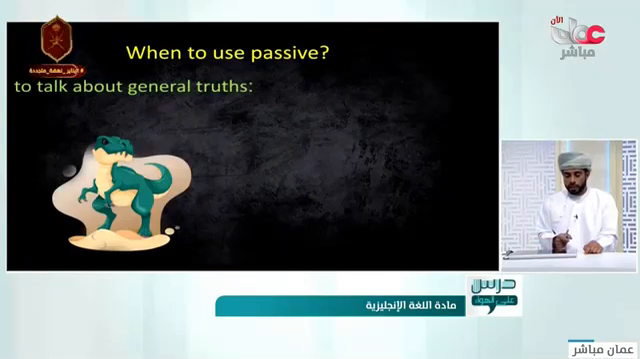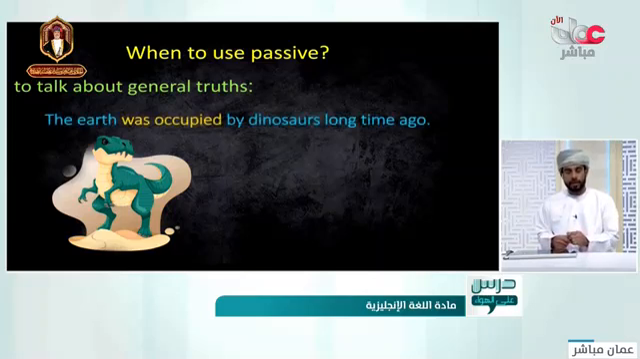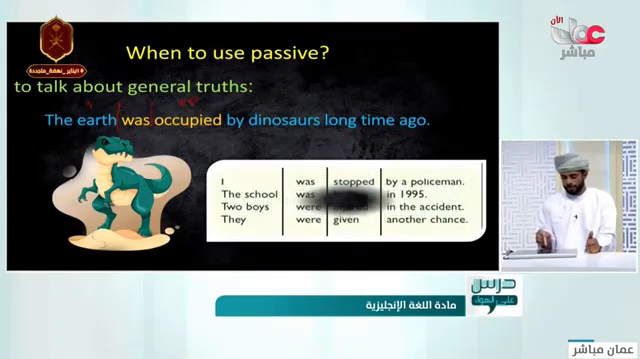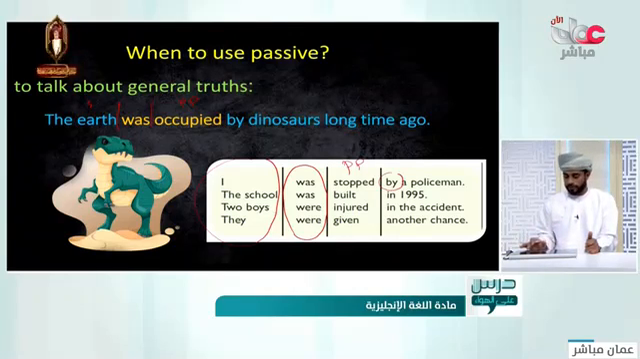And when to use it again, to talk about a general truth. Something happened or something has been done, like this one. The earth was occupied by dinosaurs a long time ago. From this sentence, you can see how to form it: the subject, to be, was or were, and the past participle. Sometimes we can use the word by, sometimes we don't have to use it. Good. This is how to form a sentence in the past passive.